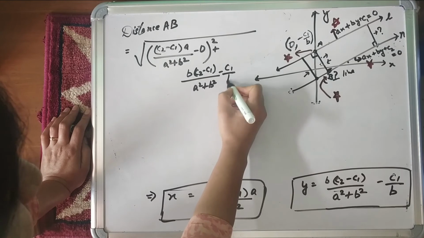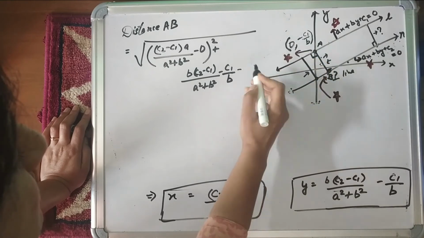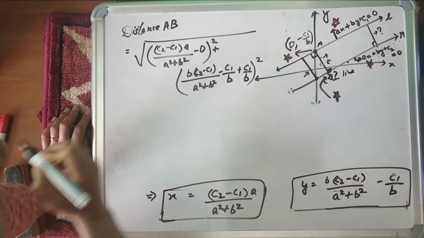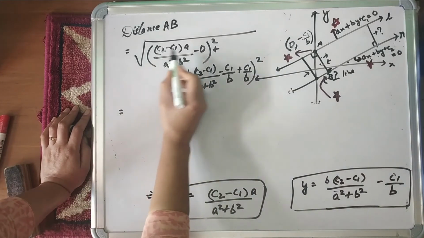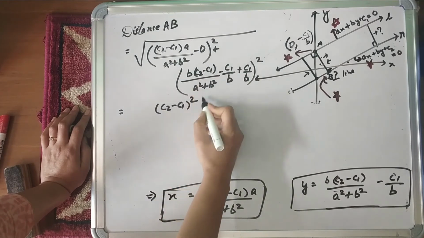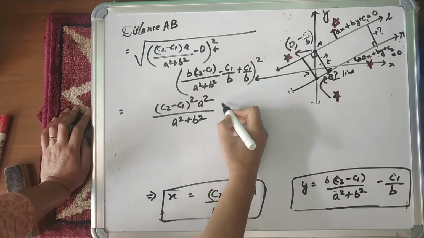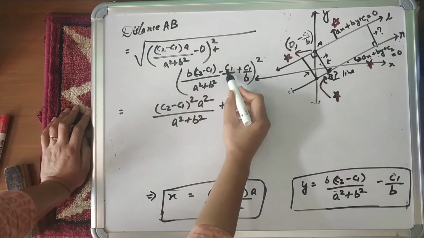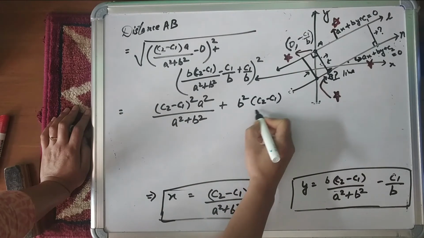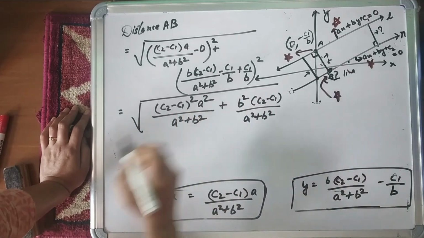This is my y coordinate for this point, minus this. This is negative, so this will become positive. Got it? Now, this will become (c2 minus c1) whole square, a square over (a square plus b square), plus this will become, both of them will cancel, this will also become c2 minus c1 over a square plus b square, and whole square root.